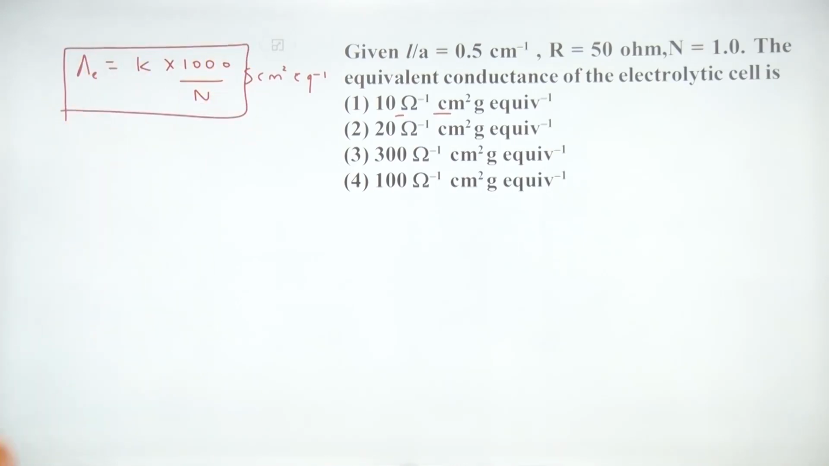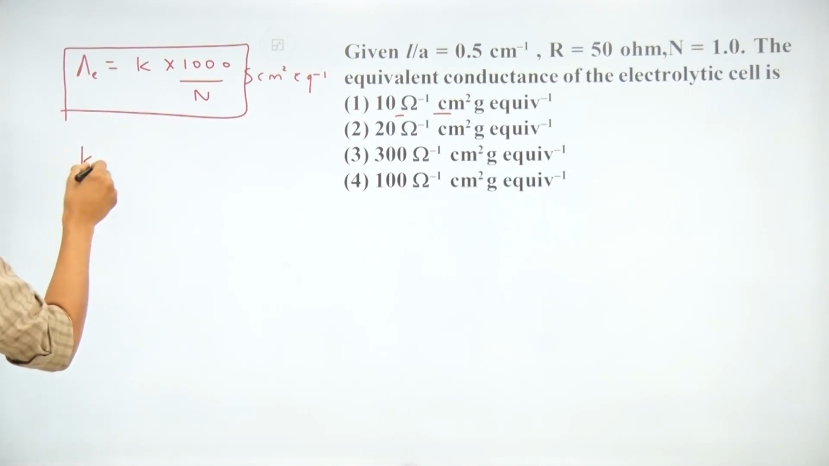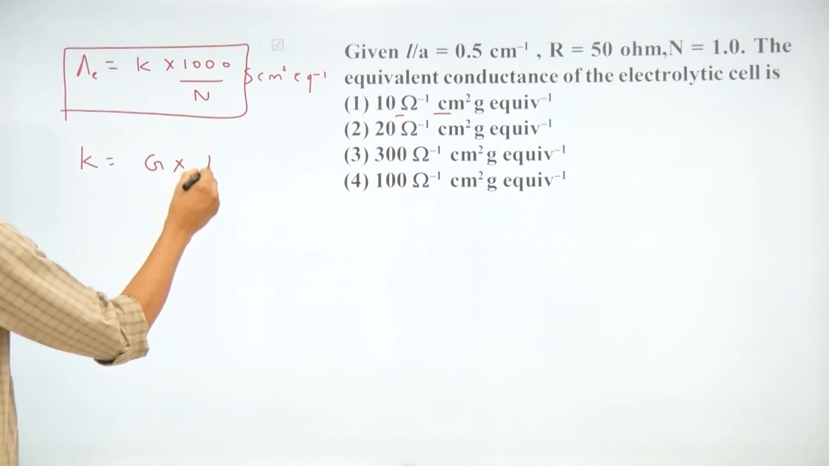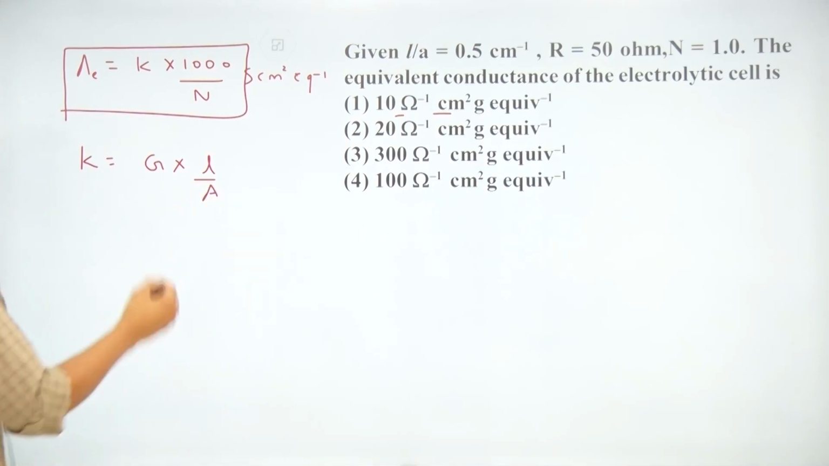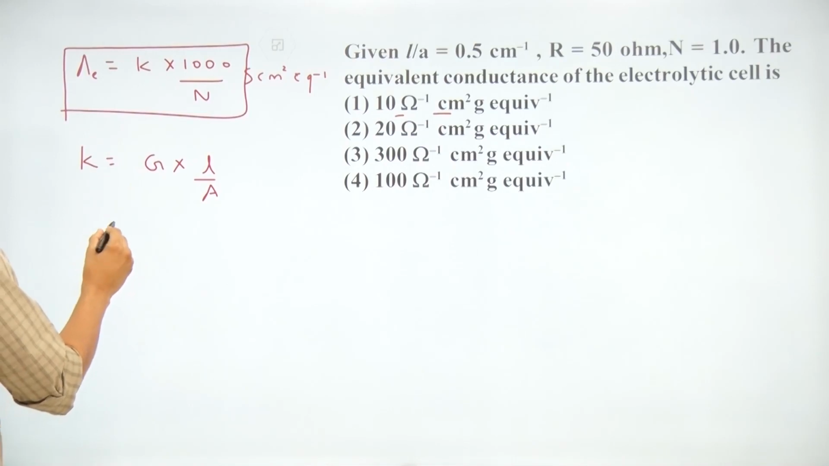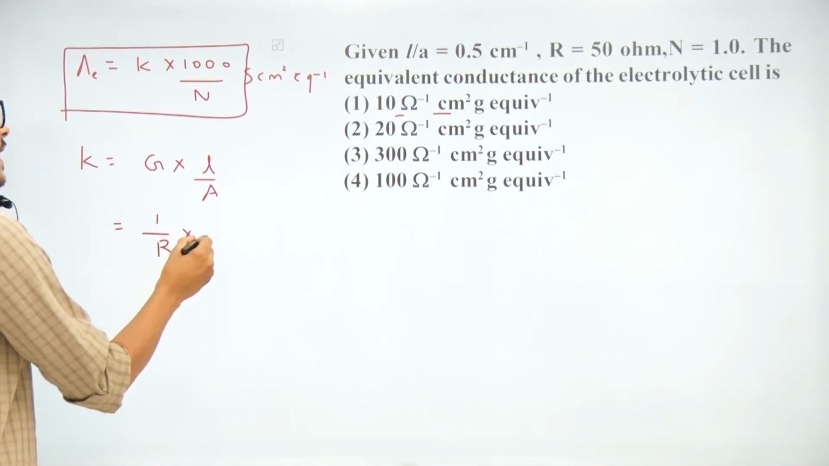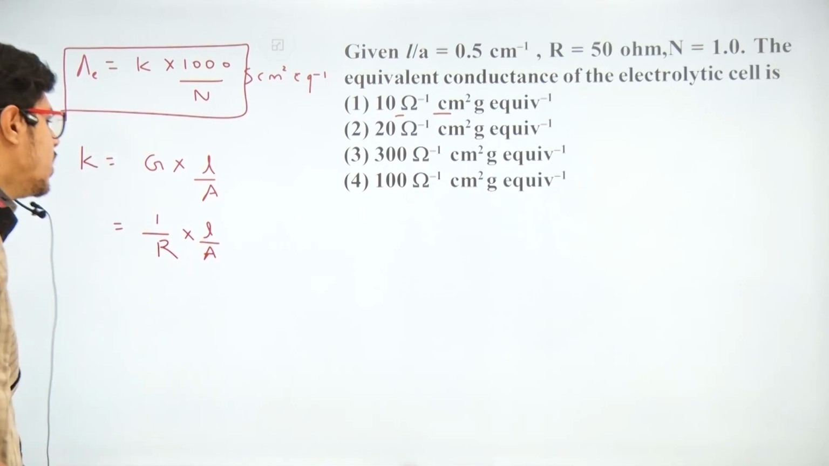Here we need to find the equivalent conductance. For that we need the value of kappa. K is conductivity, and we know that conductivity is equal to the conductance G into the cell constant, which is L upon A. Conductivity equals conductance into L upon A. And what is conductance? This will be the inverse of resistance. So this will be written as 1 by R into L upon A.